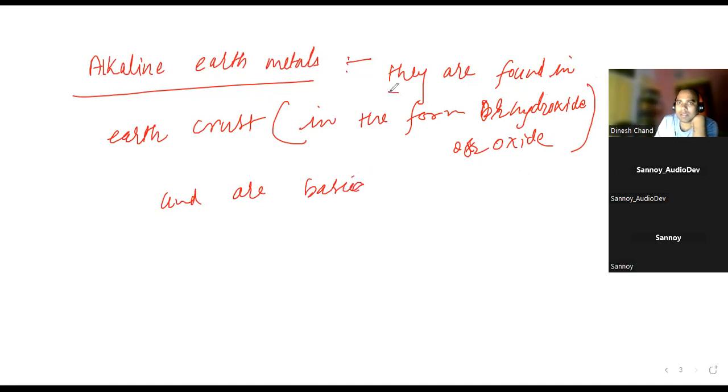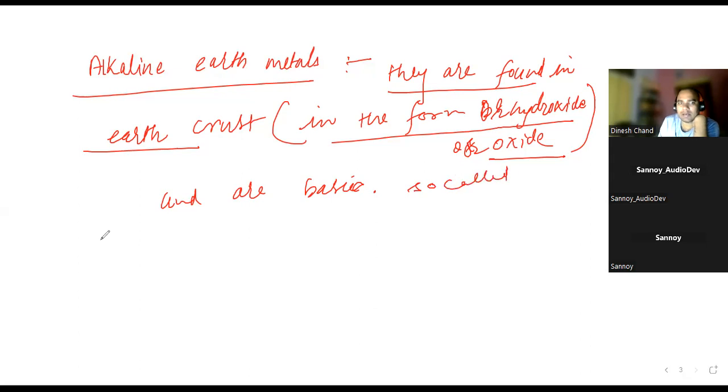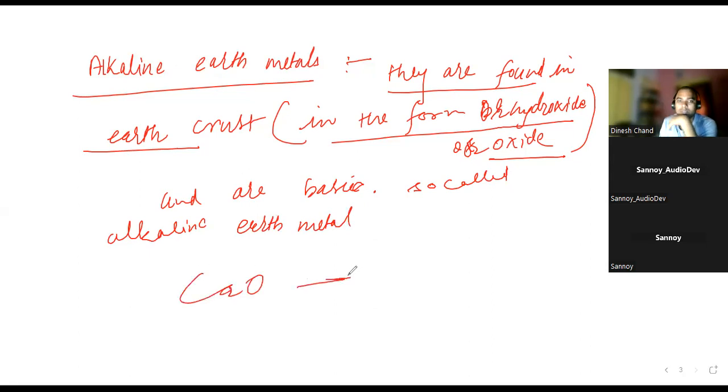Keep in mind, they are found in the earth crust in the form of hydroxide, oxide, or carbonate, and are basic. So called what? So called alkaline earth metal. Alkaline means basic. And what is earth? Because they are found in the earth crust. Like CaO, where are you going to find CaO? In the earth. CaCO3 is also found in the earth crust. So the reason is this. Is it okay?